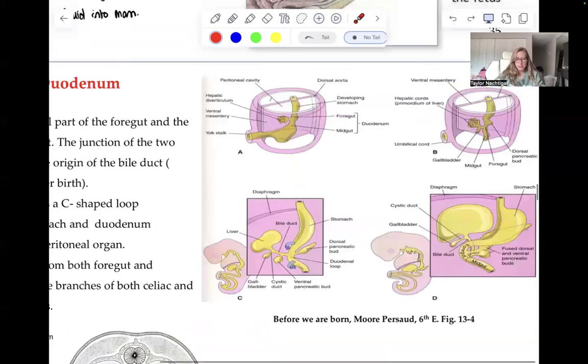This is actually a good picture. This is the ventral side, this is the dorsal side, so you can see the stomach is sort of in this plane here, but as things are growing and growing, things are rotating to the side.